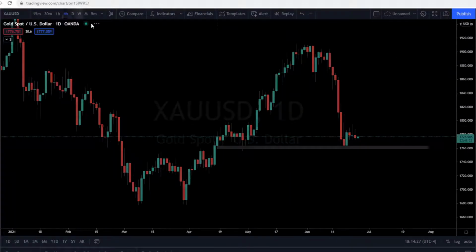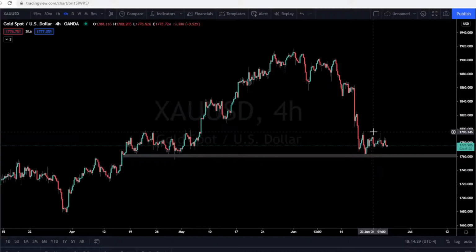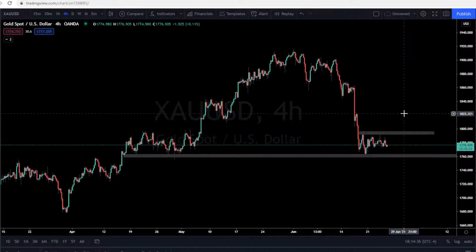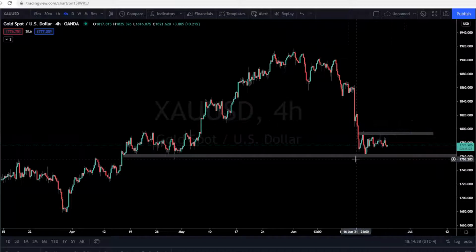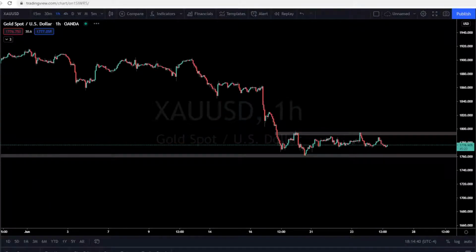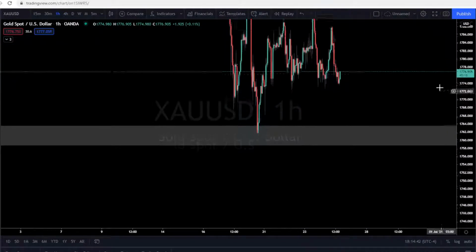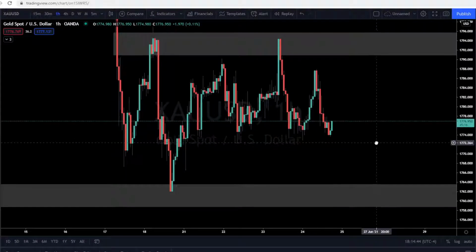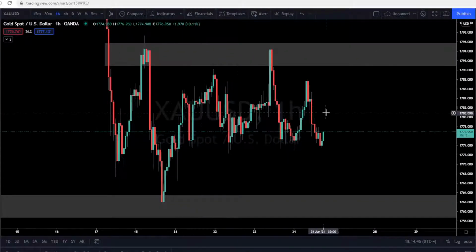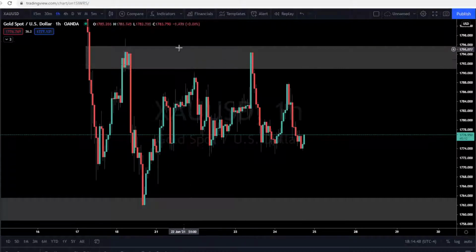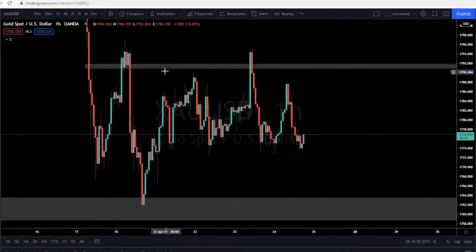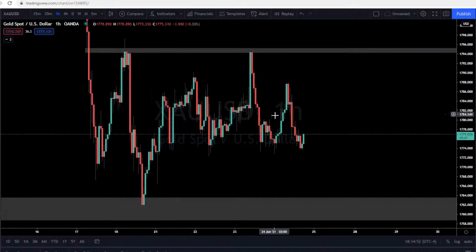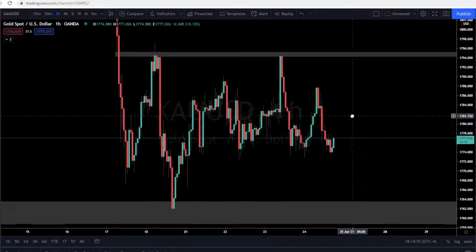Our most recent resistance is up here at 1793 on the 4-hour time frame. It's just a little bit easier to see than the daily, so we're just going to mark it on there. Jumping down to the 1-hour time frame, let's make this a little bit bigger. This is basically just a massive consolidation. However, you can find trades within this consolidation because the ranges are so big.